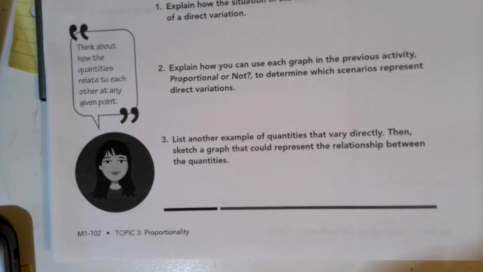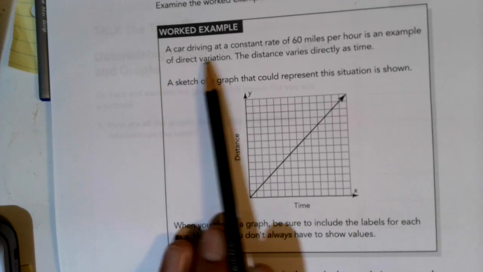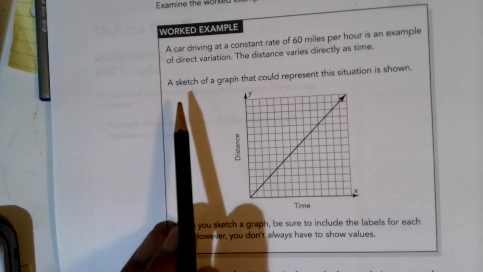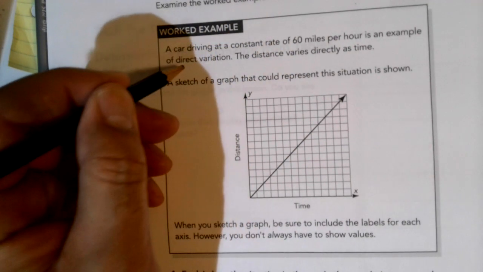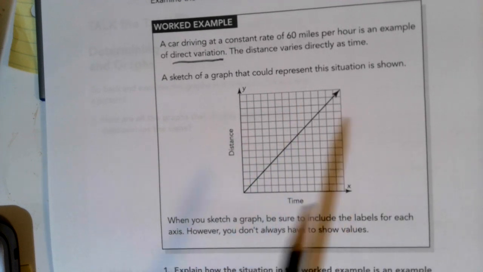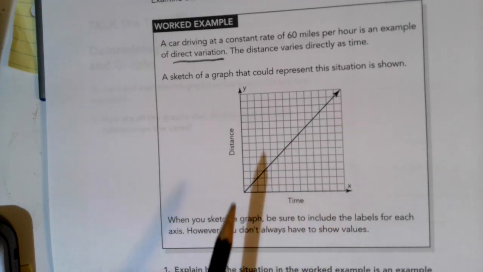So for today's lesson, we're going to take a look at this example. Very similar. Car drives 60 miles per hour. Now we got 60 miles in an hour. It's an example of direct variation. We know this is a worked example. The distance varies directly as the time does. So every hour, we're going to go another 60 miles. So that constant's always going to be 60.